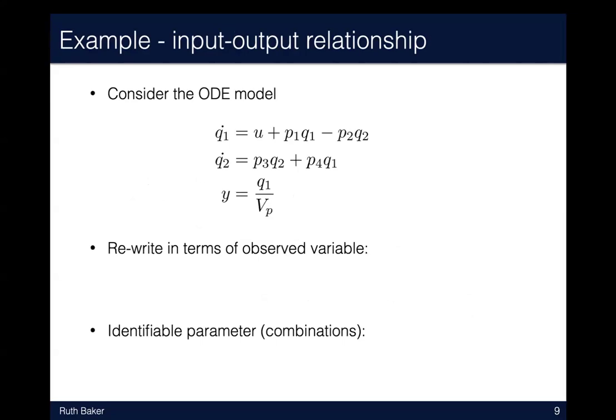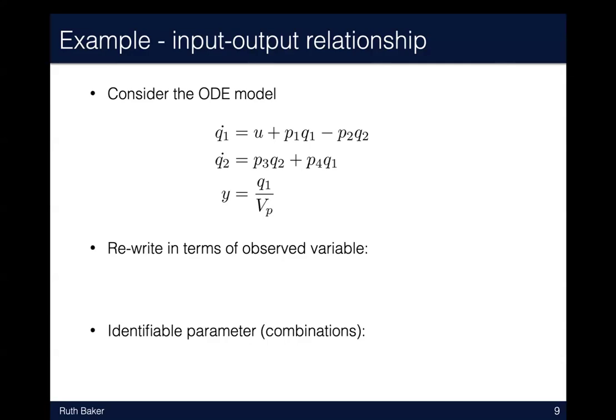So this is a really simple model. I don't even want to talk about what people think about it representing. It's not very relevant. I've got variables Q1 and Q2, parameters P1, P2, P3, and P4. And then U is a control input. So I can make U a function of time, and I can choose what that is. And then what I actually observe of my system is Y, which is Q1 over VP. So VP might be some volume or something.